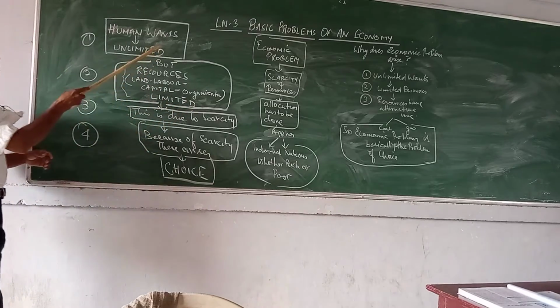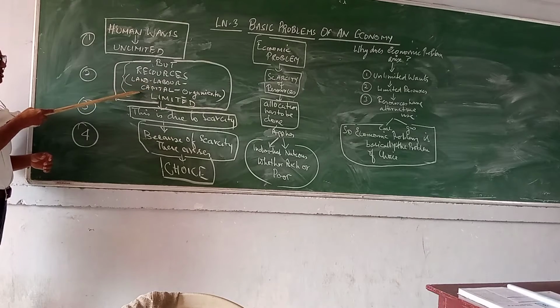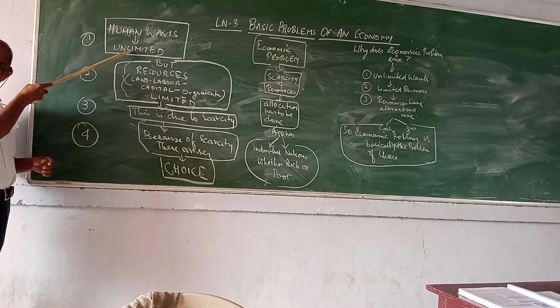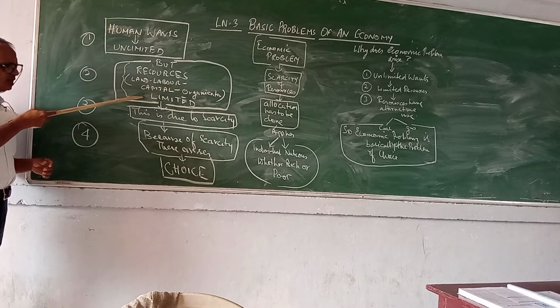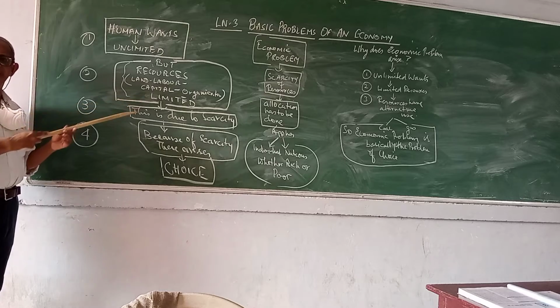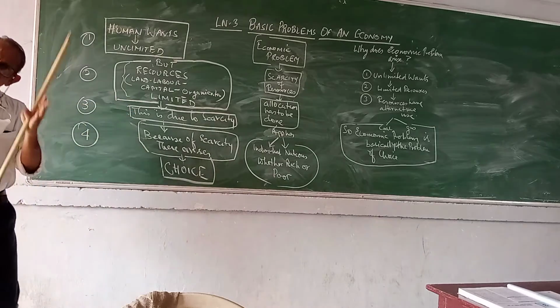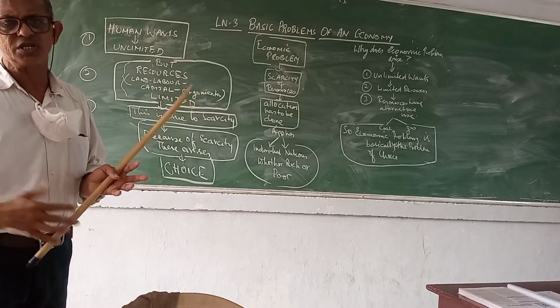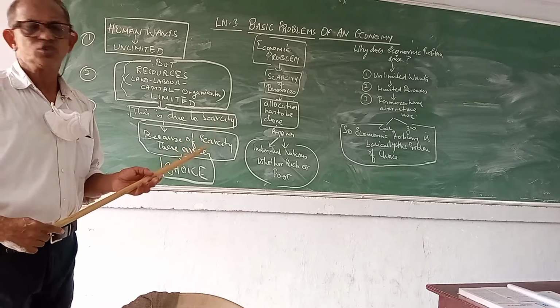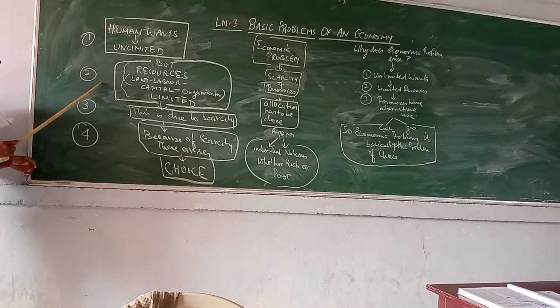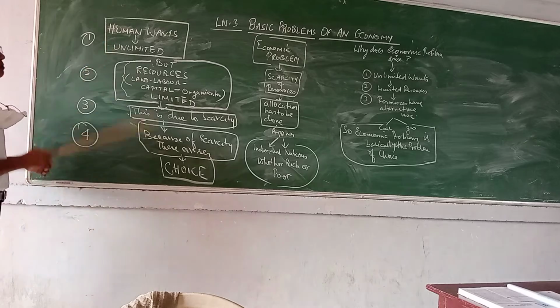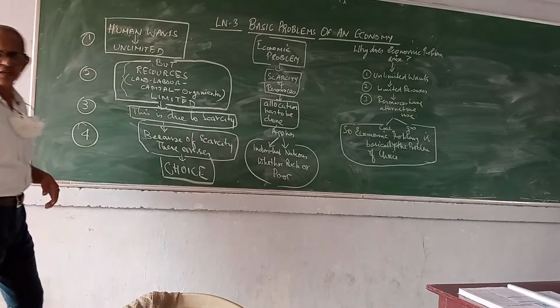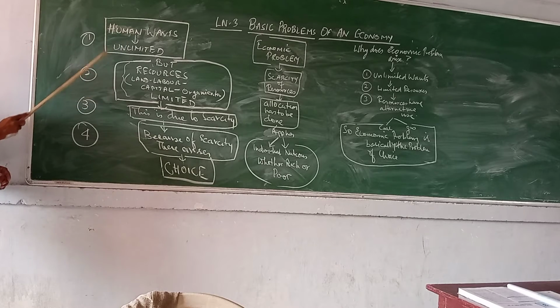There is an imbalance between human wants and the limited resources. Human wants are multiplying very fast, but the economy has limited resources, and it can satisfy human wants only with the limited resources that it has. It cannot keep on increasing the resources in an unlimited manner. So these are the 2 basic facts which we need to understand before we understand the basic problems of an economy.